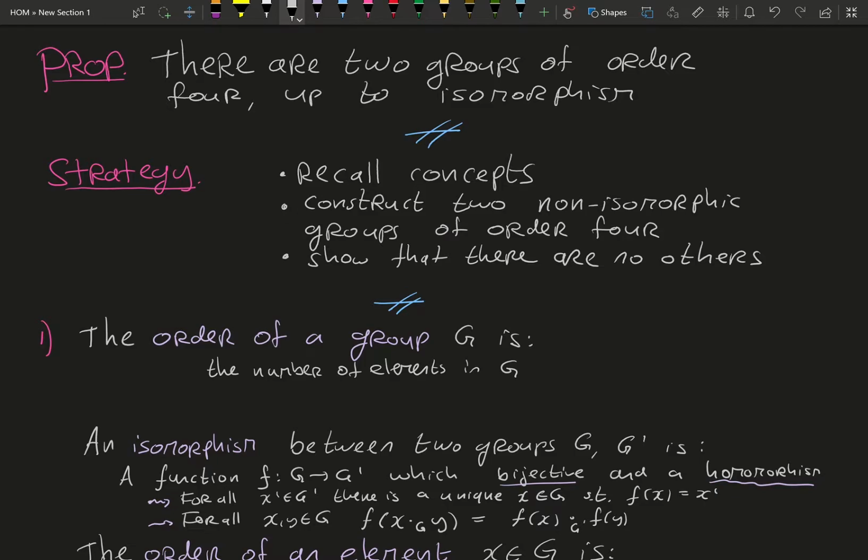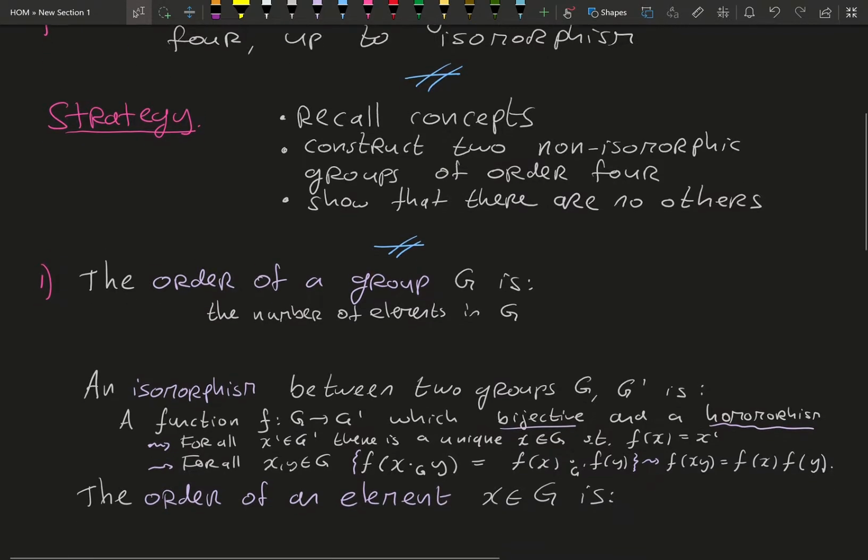So this formula is usually just written as f(xy) is f(x)f(y), where you just suppress this notation of the multiplication, as you do most usually when you are working with groups.